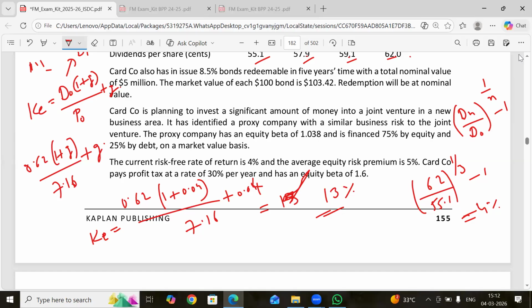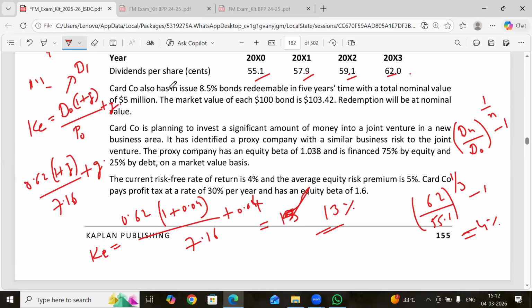Okay. Now, what is the next set of data? Card company also has in issue 8.5% bonds redeemable in 5 years' time, with a total nominal value of 5 million. That means the nominal value of the debt is 5 million. I would always tell you that what is relevant in cost of capital is market value. The market value of a $100 bond is 103.42. That means the bond is trading at 103.42. This is relevant for us.